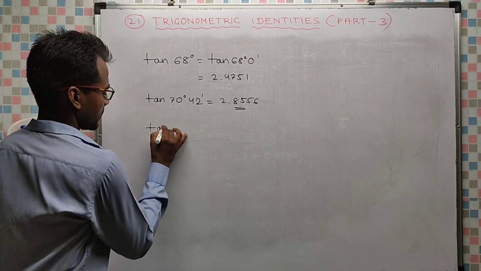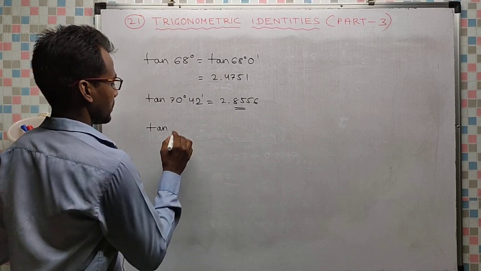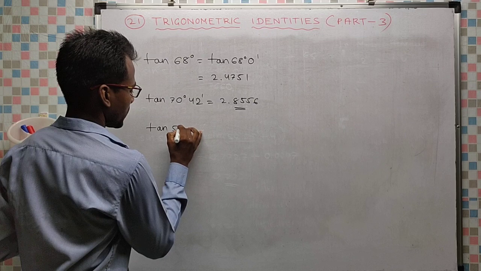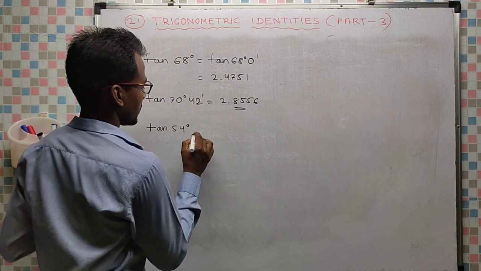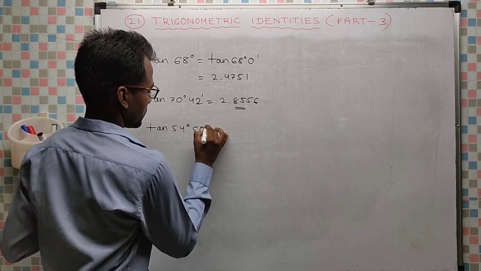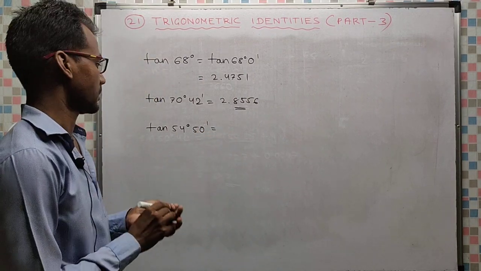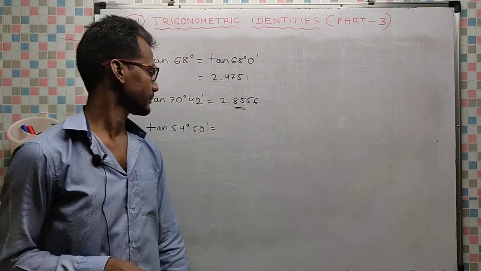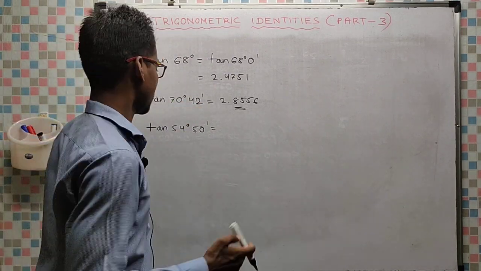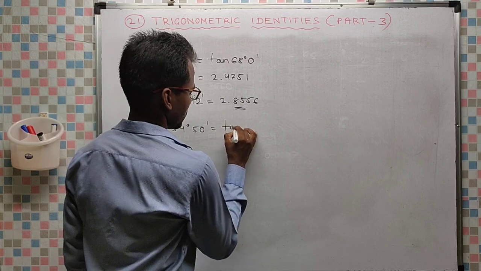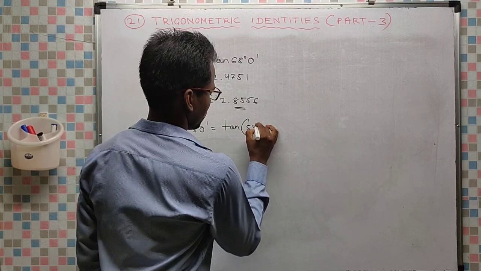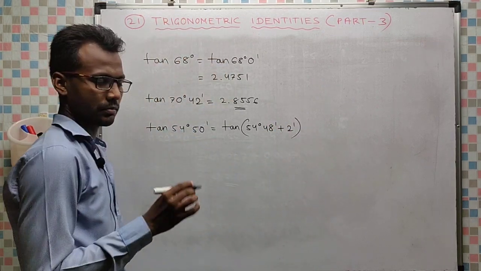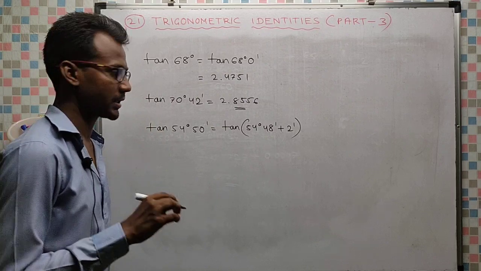Next is tan, suppose 54 degrees and 50 minutes. Okay, 50 is not a multiple of 6, so you will not get 50 minutes in the first row. So tan 54 degrees 50 minutes can be written as tan 54 degrees 48 minutes plus 2 minutes. 48 is a multiple of 6.